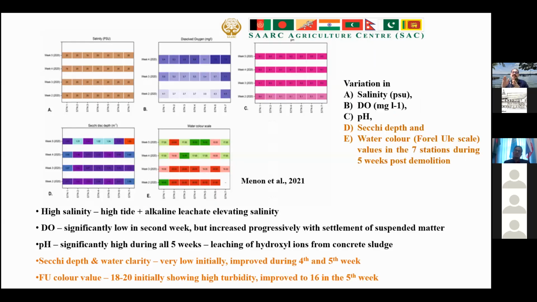So in the initial stages, up to 5 weeks post demolition, there was a serious problem with respect to the water color. We did our own measurements with respect to salinity, dissolved oxygen and pH, and we could see that the alkaline leachates are elevating the salinity, plus the higher salinity along with the high tide is creating some problem. The DO was significantly low in the initial period up to the 2nd week, and slowly it was progressing with the settlement of the suspended matter. The pH was significantly high during all the 5 weeks because the leaching of hydroxyl ions was happening.